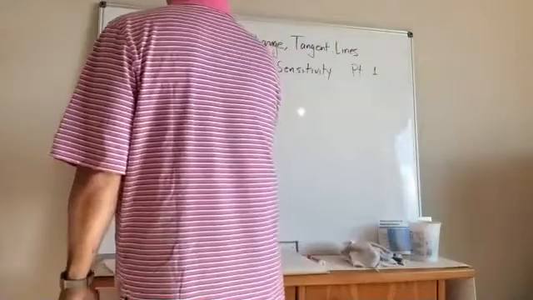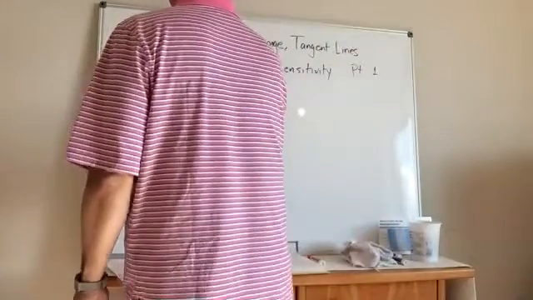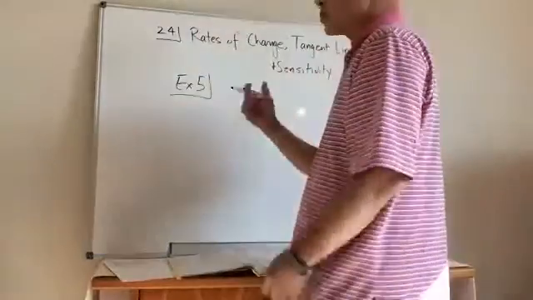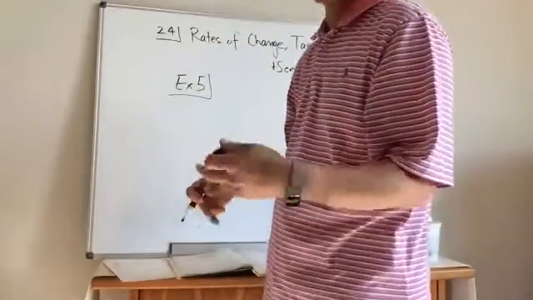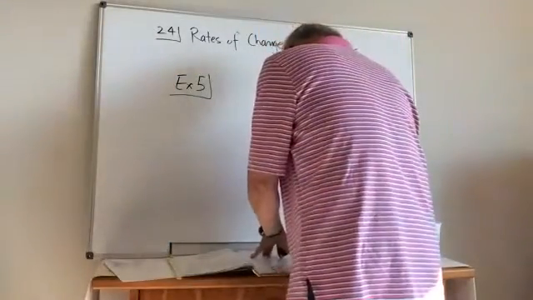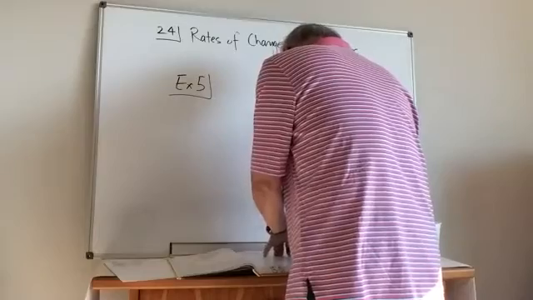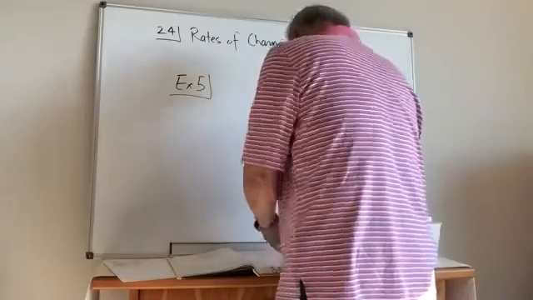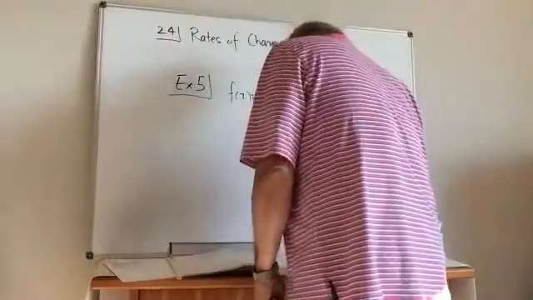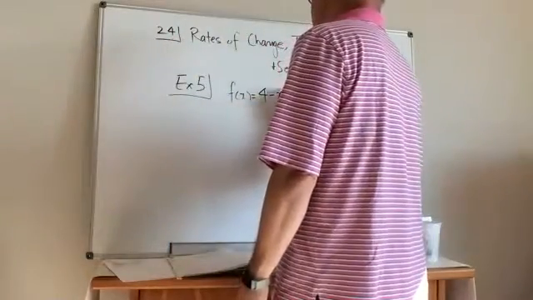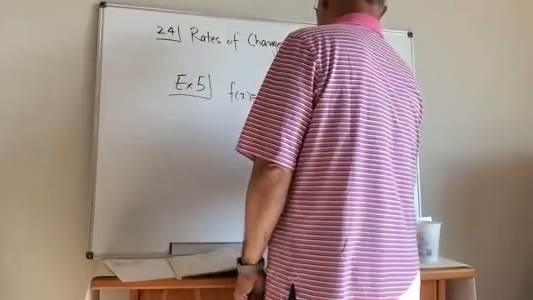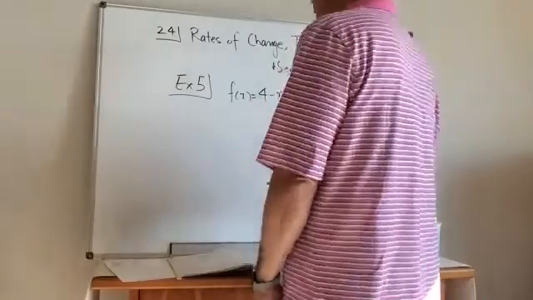And that's nothing more than using the expression that the normal line and the tangent line have to be perpendicular. So the slope would be the negative reciprocal. Okay, so that's what we're going to use. Example number 5, write an equation for the normal to the curve at that point. So we have f of x is equal to 4 minus x squared at x equals 1.